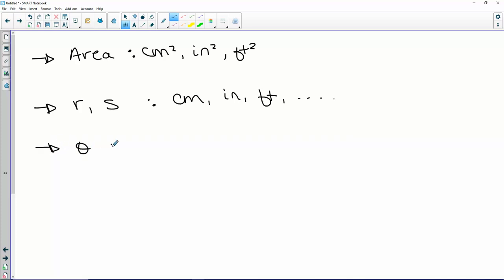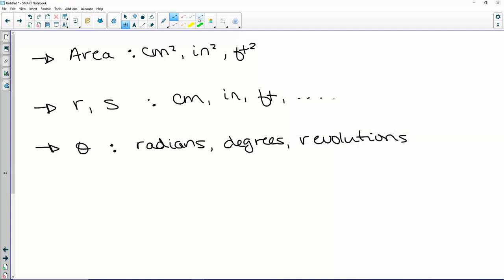Your angle will always be radians, degrees, or I might give you revolutions. But the thing to remember is in those, you always change to radians.